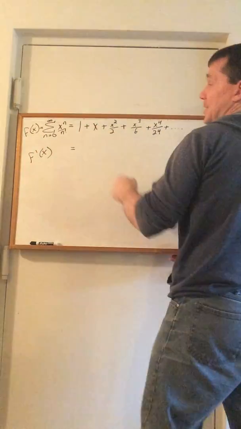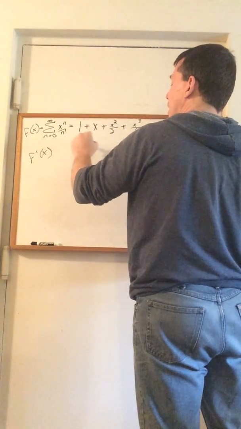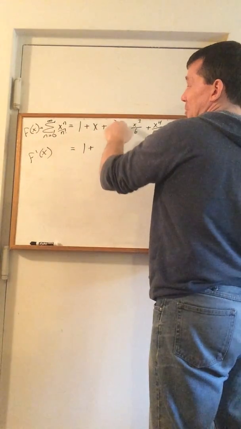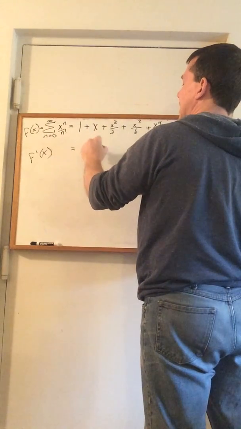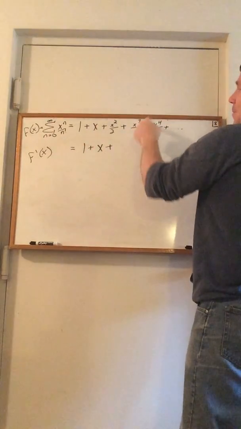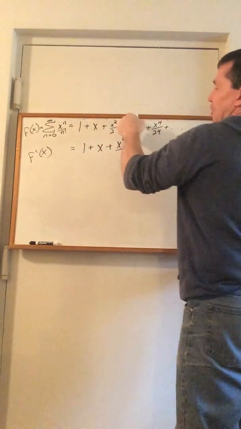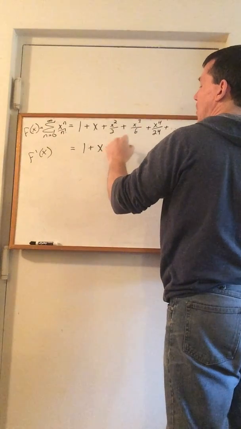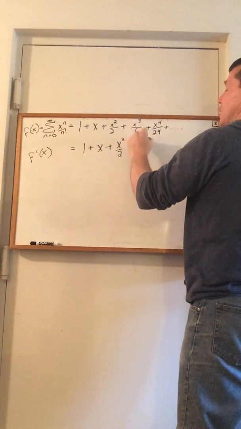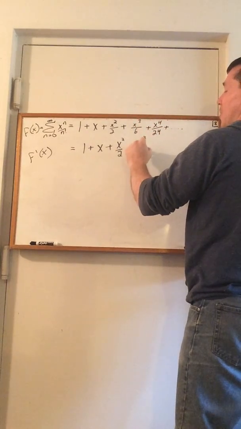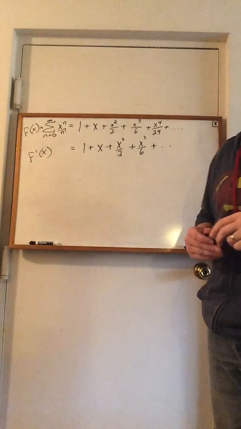Well, I can just go term by term. The derivative of 1 is 0. The derivative of x is 1. The derivative of x squared over 2: bring down the 2, it cancels with the 2, and you're left with an x. This term, bring down the 3, so you'll be left with an x squared on top. The 3 will cancel with the 6 and leave a 2 on bottom. Here, bring down the 4, you'll be left with an x cubed on top. 4 over 24 will leave you with the 6 on bottom, and so on and so forth.